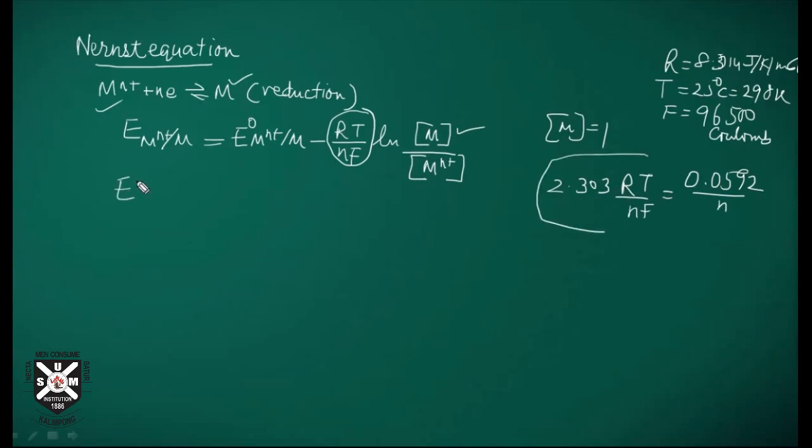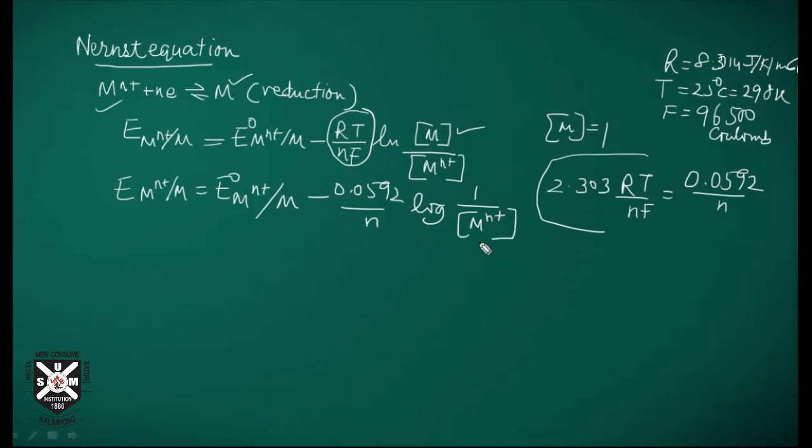So what will happen? E of M n+ by M equals E naught of M n+ by M minus 0.0592 divided by n, log 1 by M n+. So this is the Nernst equation for this kind of reduction reaction. Now if we take the Daniell cell equation, Daniell cell or simple voltaic cell or galvanic cell, whatever you call it, the zinc-copper Daniell cell equation was of this type.